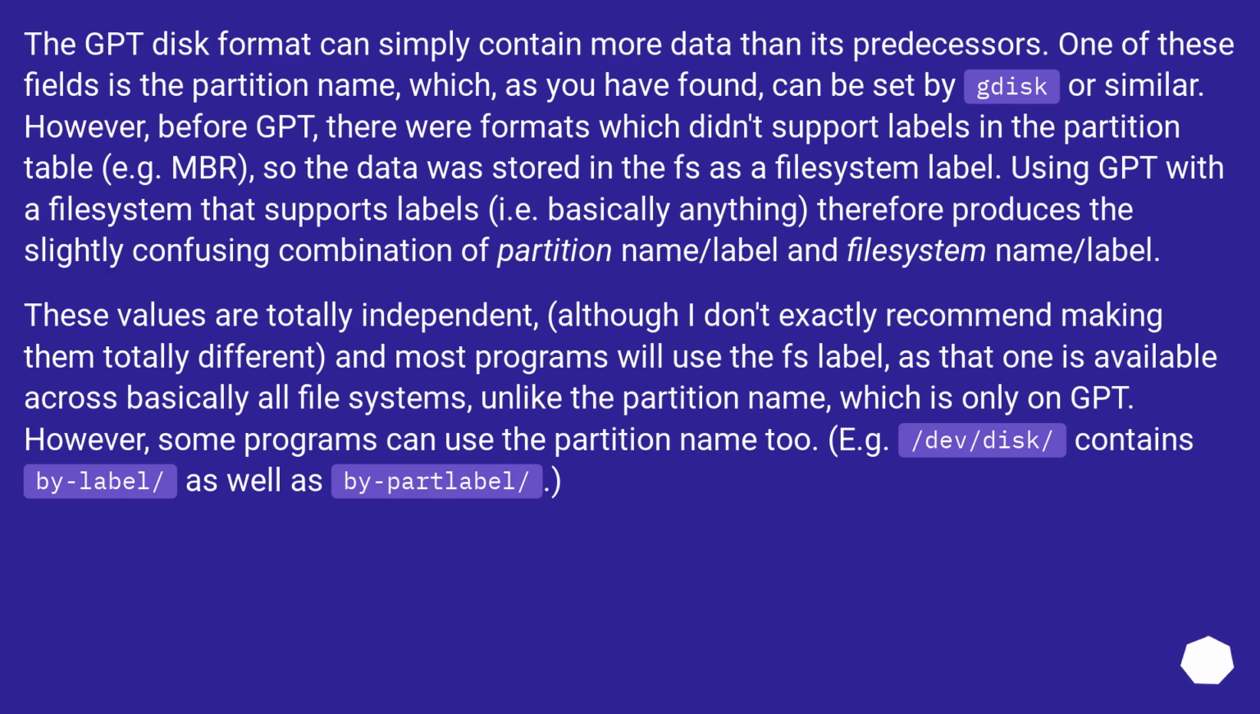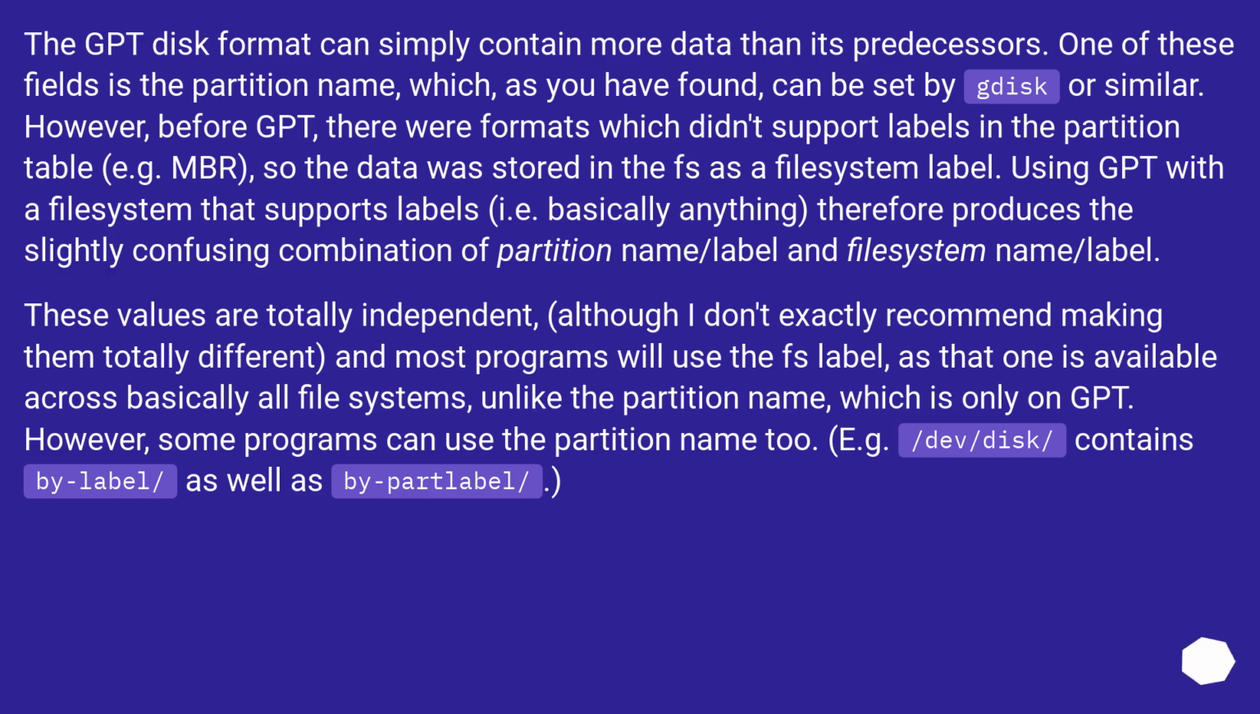The GPT disk format can simply contain more data than its predecessors. One of these fields is the partition name, which, as you have found, can be set by fdisk or similar. However, before GPT, there were formats which didn't support labels in the partition table, for example MBR, so the data was stored in the FS as a file system label. Using GPT with a file system that supports labels, i.e. basically anything, therefore produces the slightly confusing combination of partition name/label and file system name/label.